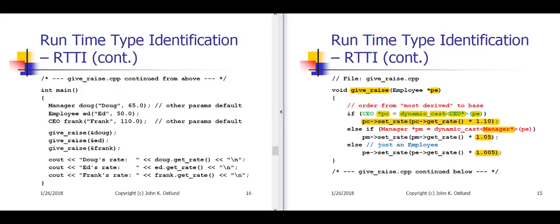Here on slide 16, we have a program that's making use of a manager object, an employee object, and a CEO object, calling giveRaise on each one by passing the address of each of these objects, and then displaying the new rate after the raises have been applied. So Doug is a manager. When we give a raise to Doug, Doug is going to get a 5% increase, so that's going to be a $3.25 raise. Ed is an employee, so Ed is going to get a 25-cent raise, and Frank, the CEO, is going to get himself an $11 raise.